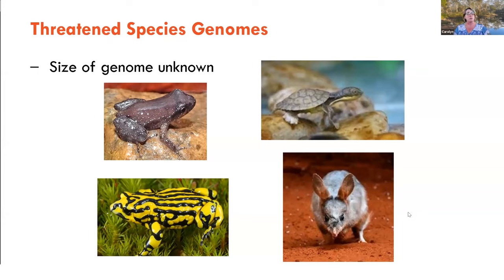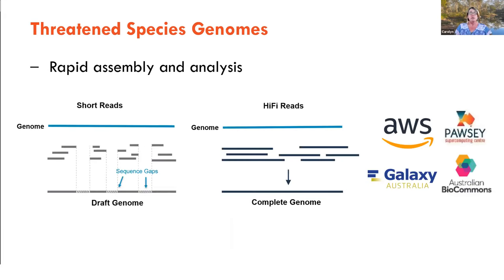And then of course is the bilby, and that's the one I'm going to talk about today. We did HiFi sequencing with the bilby, and we estimated it to be around 3.1 gigabases because that's the size of most marsupial genomes. We only ended up doing 2 SMRT Cells, and it turns out it's actually a 3.7 gigabase genome. So one of the great things we have found, of course, is the difference between the short read draft assemblies and HiFi reads.